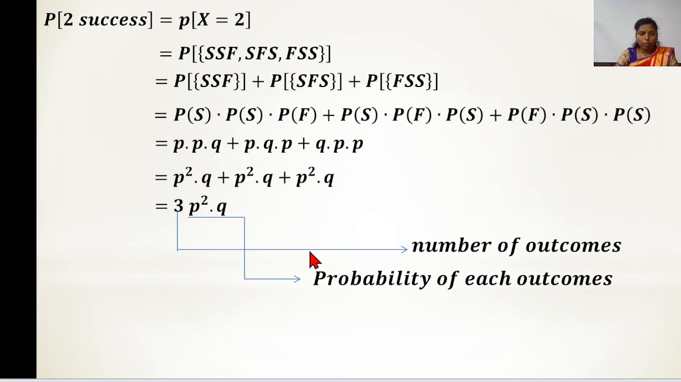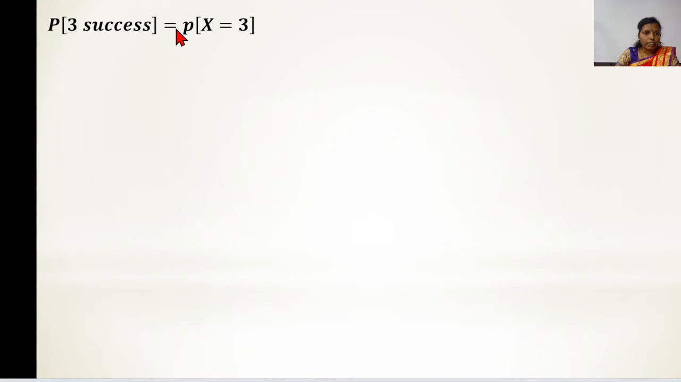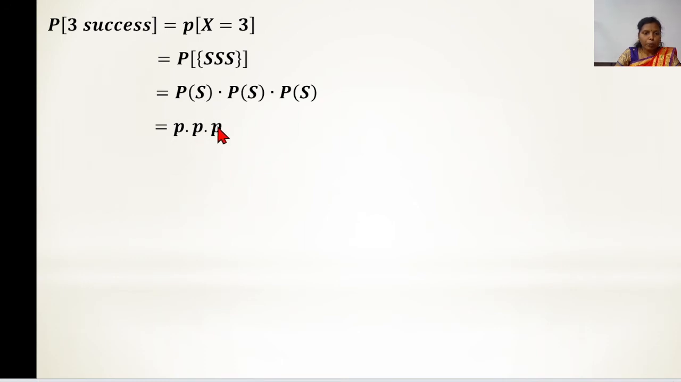probability of each outcome. Therefore, the probability of two successes can be written as probability of x equal to 2, in this form: 3C2 P square into Q raised to 1. Next, the probability of 3 successes, that is probability of x equal to 3. That means there are 3 heads, that is probability of SSS. There is only one outcome. Trials are independent, so we can separate the probability. Therefore, P of S into P of S into P of S, that is P into P into P, that is equal to P raised to 3.